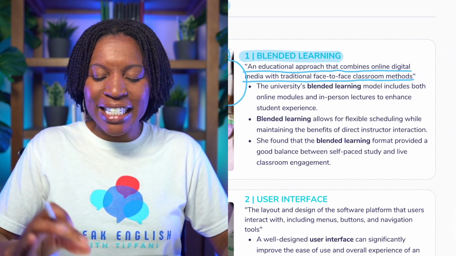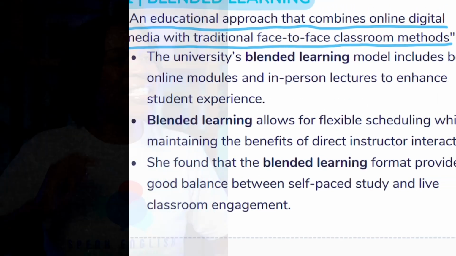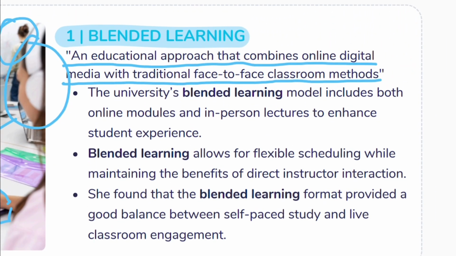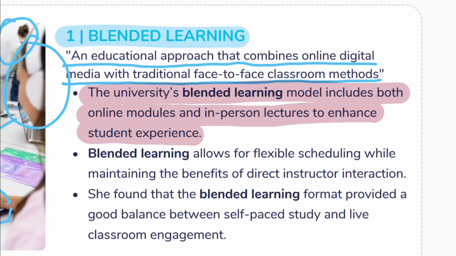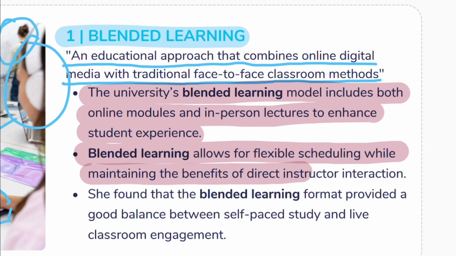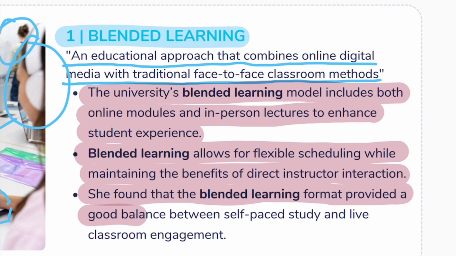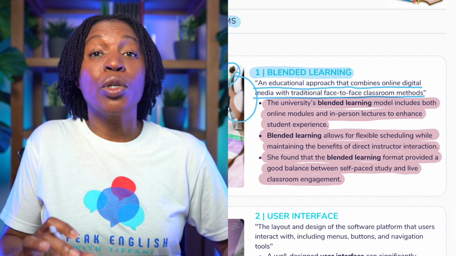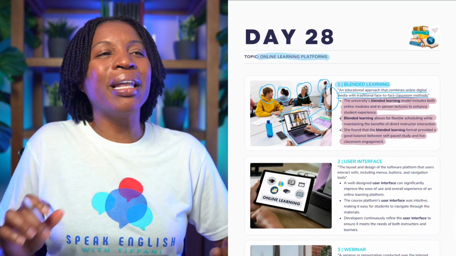So let's check out these example sentences. Here's the first example sentence. The university's blended learning model includes both online modules and in-person lectures to enhance student experience. Next, blended learning allows for flexible scheduling while maintaining the benefits of direct instructor interaction. And finally, she found that the blended learning format provided a good balance between self-paced study and live classroom engagement. So once again, our first term is blended learning.